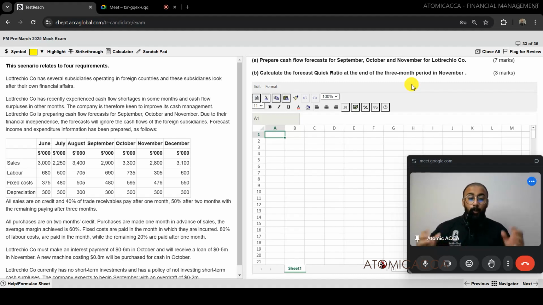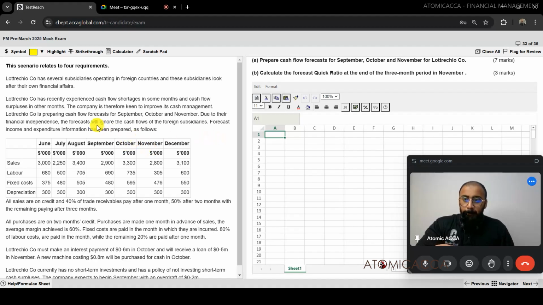Hello everyone, welcome to Atomic ACCA's pre-mock exam solving series, and in this video we are moving to question number 2 of section C FM March 2025 exam. So the question is, prepare cash flow forecast for September, October and November for L company, 7 marks. Calculate the forecast quick ratio at the end of the 3-month period in November for 3 marks. So we have a 10 mark numerical question over here.